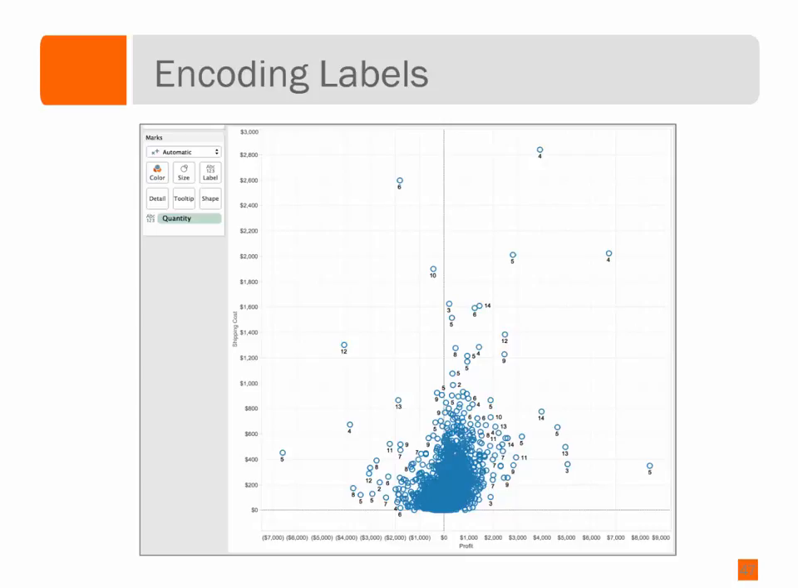We can encode labels. Here we've taken plotted points for quantity. Notice that we're now back to all the plotted points being the same size, but we've taken quantity and dragged it to the label mark, and you'll see that the quantity for each of those plotted points is now represented in a little label underneath each one of them. Starting at the top, we have one with a quantity of 4, one with a quantity of 6, etc.